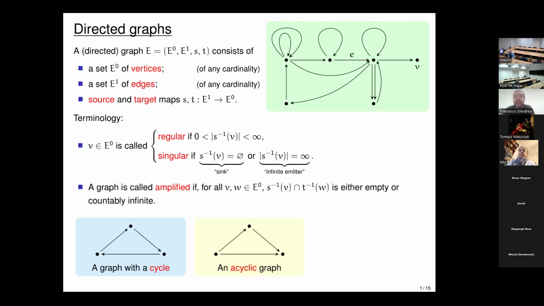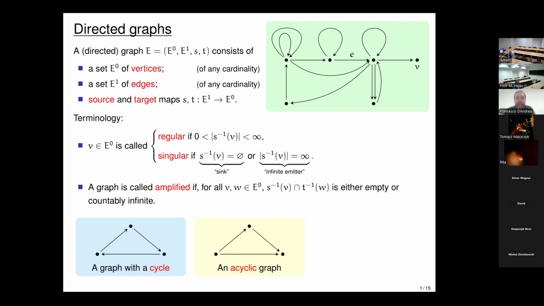Here in this second example, I changed the direction of the bottom arrow, and now you see that the bottom right vertex is a sink, and from this vertex there is no way to go back to any other vertex by following the direction of the arrows. So this is no longer a cycle.